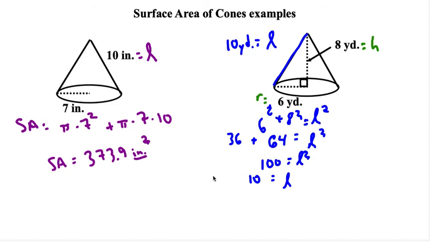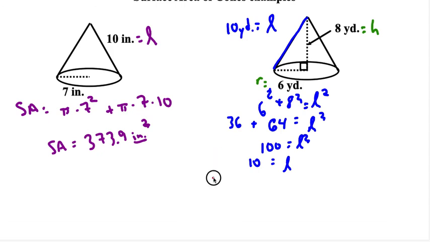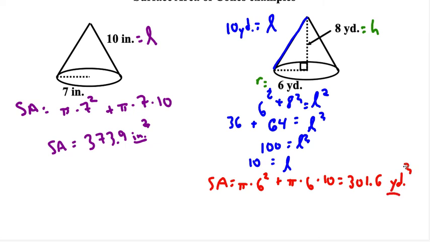The surface area, let's scroll down a little bit here. The surface area would simply be pi times the radius squared for the area of the circle plus pi times the radius times the newfound slant height. So, all told, that ends up being 301.6 yards squared. There we go. And that's it.